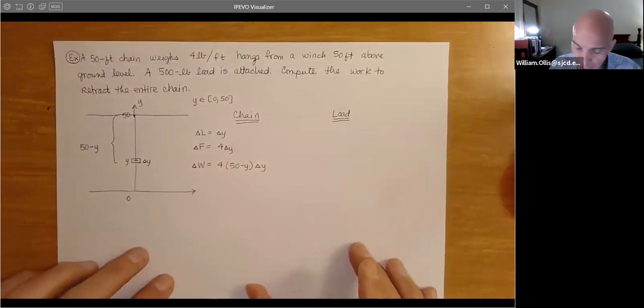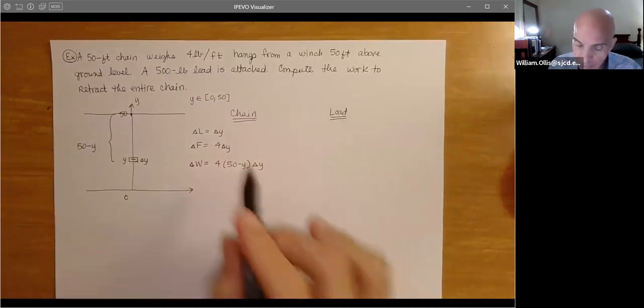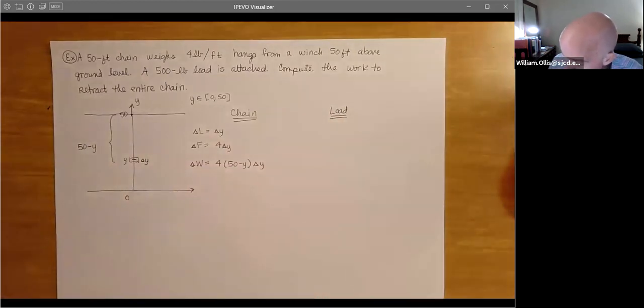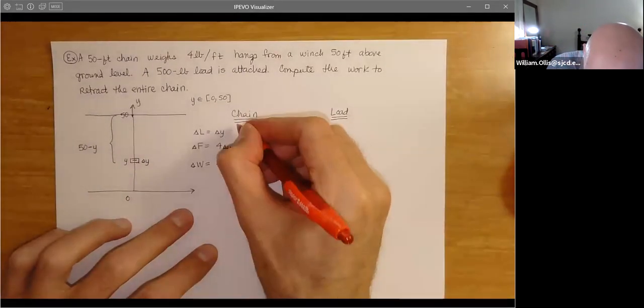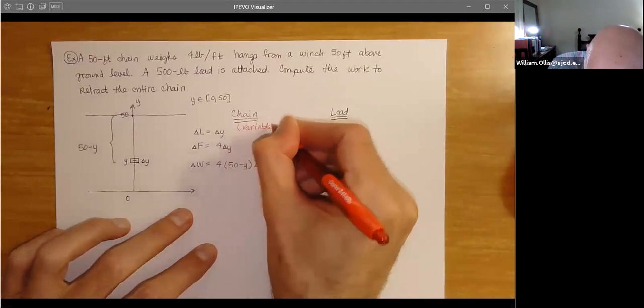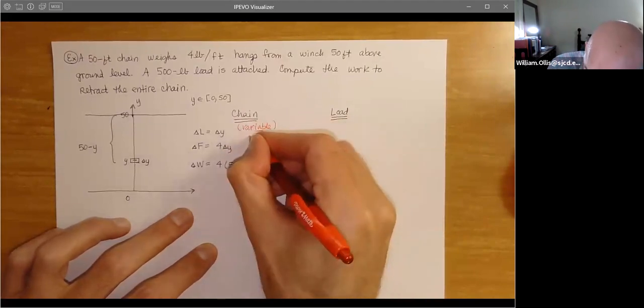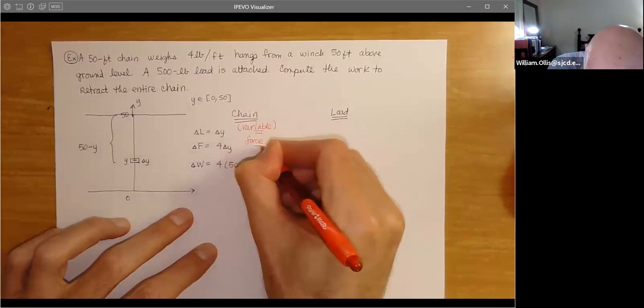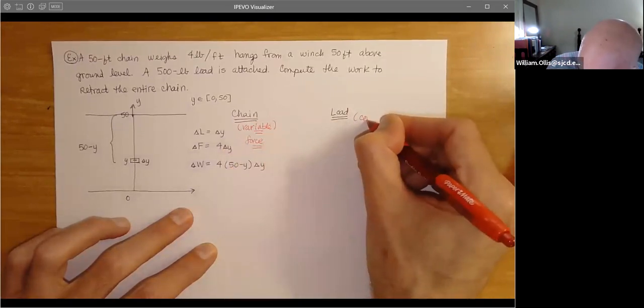So what we get from this is variable, and let me write this down. I thought this was good. This is just kind of a refreshing problem. Variable, in this case, variable force. In this case, constant force.